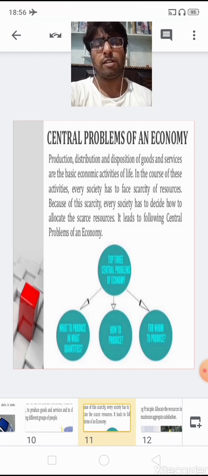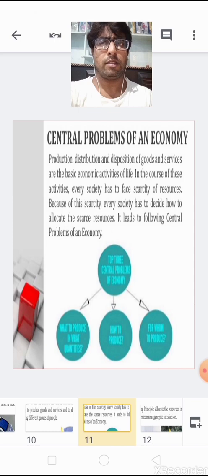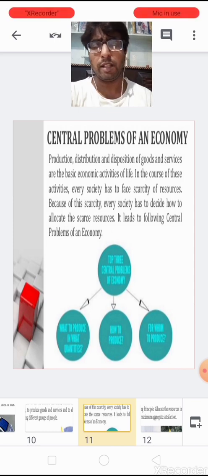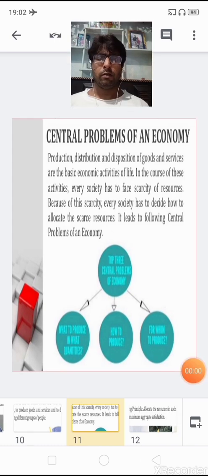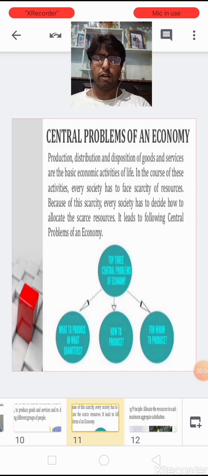The first one is what to produce. Second is how to produce, and third is for whom to produce. Now, let us learn the first central problem of an economy, which is what to produce.